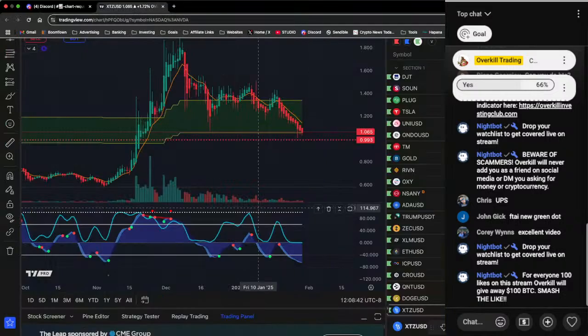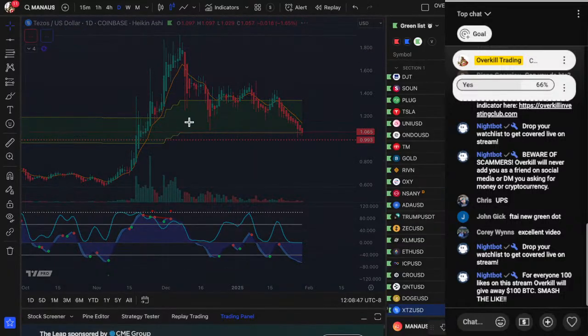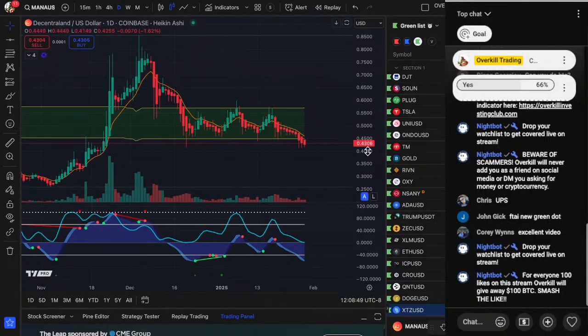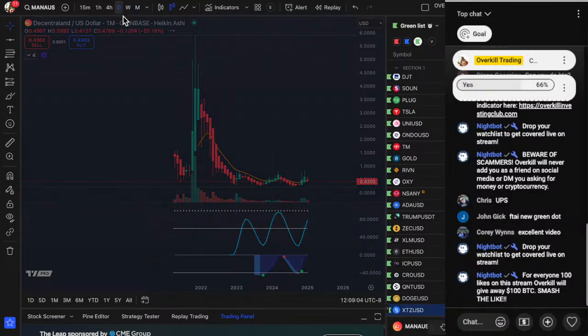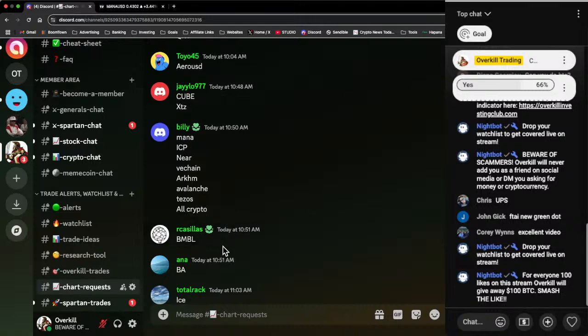We got Mana, M-A-N-A. This is Decentraland. Okay, that one's right down there at 40 cents. That's a big level for Mana. Again, you want to wait on that green dot confirmation. Don't try to guess. You'll never go broke waiting for the green dot, I promise. Okay, just wait for the green dot confirmation. You'll feel a lot better about the trade. The monthly is still green, so on that daily chart it's just going to be very important that you wait for that green dot there.